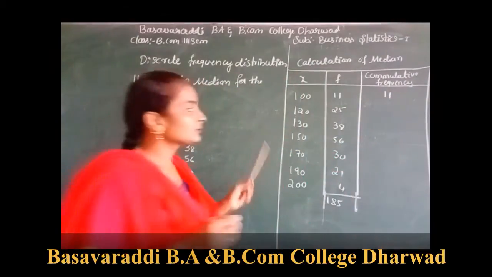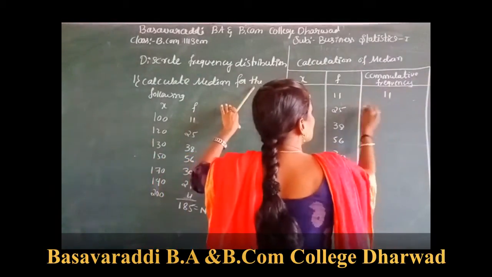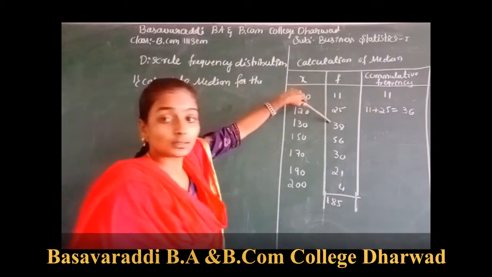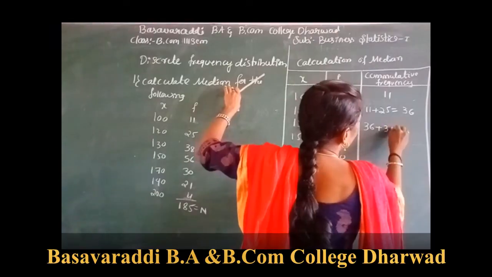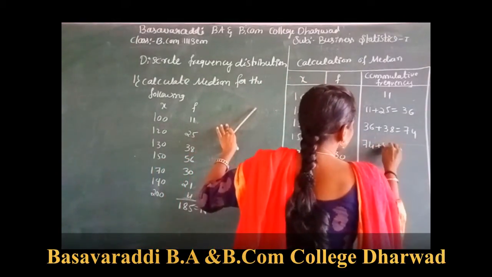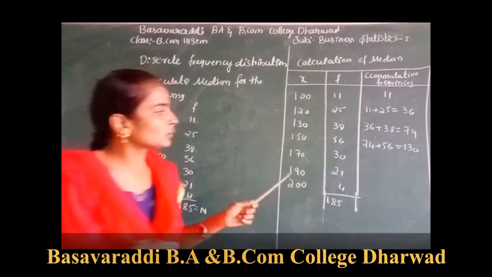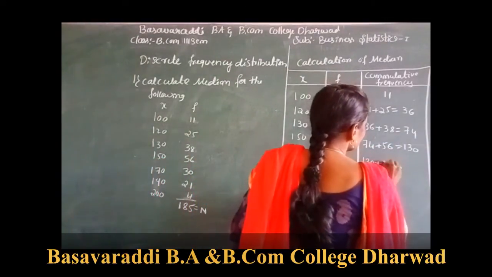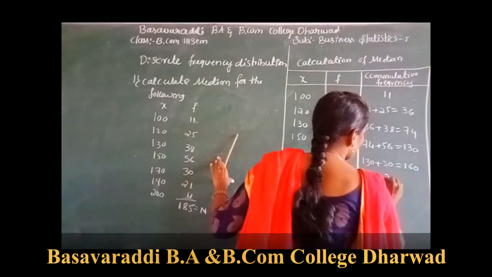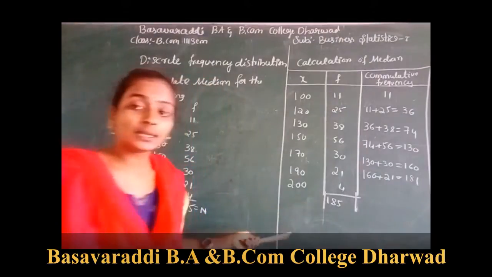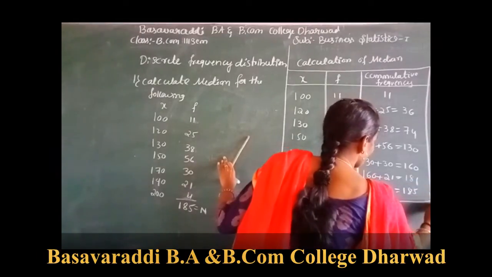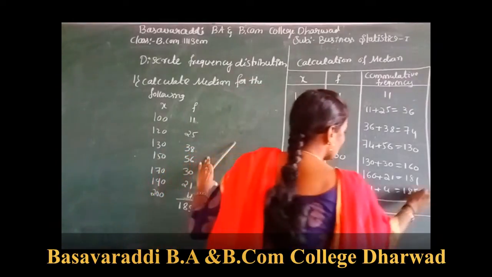The first frequency is 11 as it is. Next one is 11 plus 25, how much? 36. Okay, 36 plus 38, and so on, 38 plus 21, 181. Okay, 181 plus 4, 185. These two values should be equal.